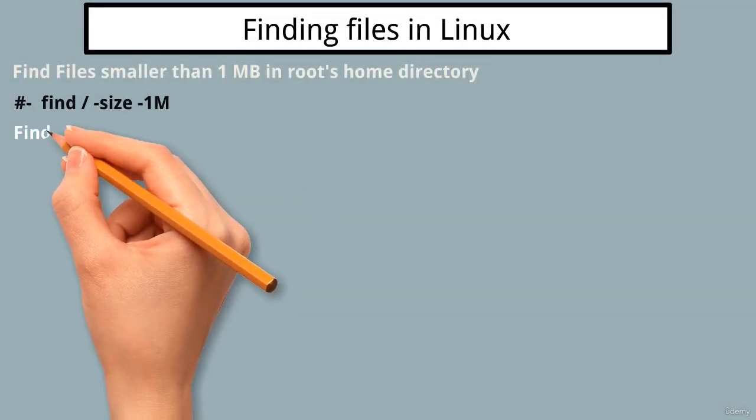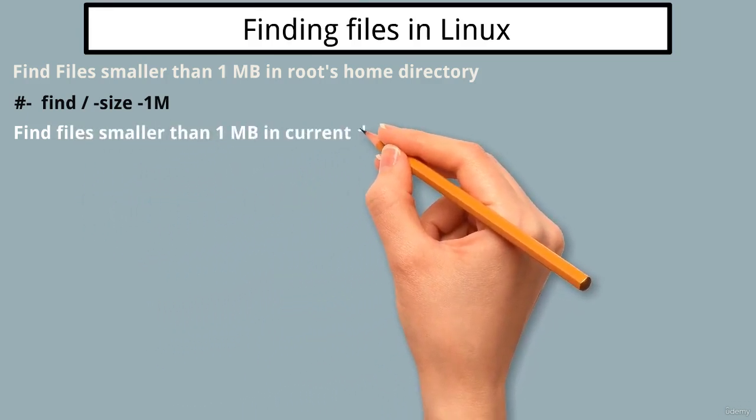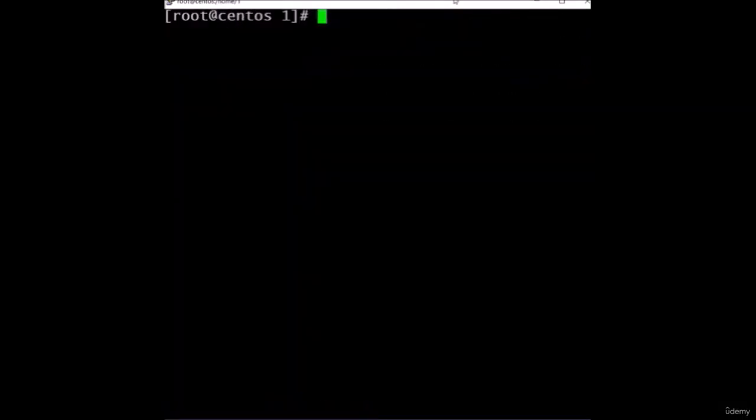Let's find files smaller than 1 MB in your current directory. Let me clear the screen. Clear. Let's do an ls first. As you can see, I have created a file called test. And this file is smaller than 1 megabyte because I didn't put any data in this file. So let's find this file. Another way of finding a file in your current directory is by typing in dot. Dot represents your current directory.